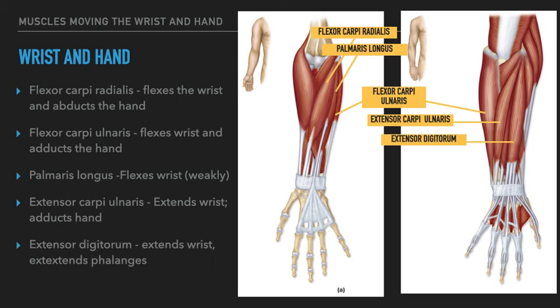Next is the extensor digitorum. This muscle, when it contracts, is going to extend the wrist, and it's going to extend the fingers. The origin is the lateral epicondyle of the humerus, and the insertion is the distal and middle phalanges of fingers 2 through 5.